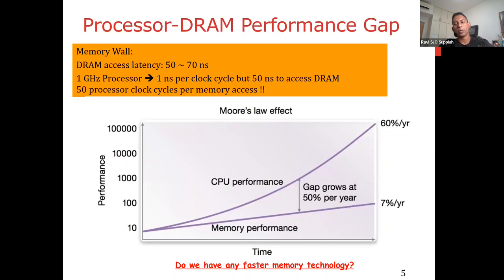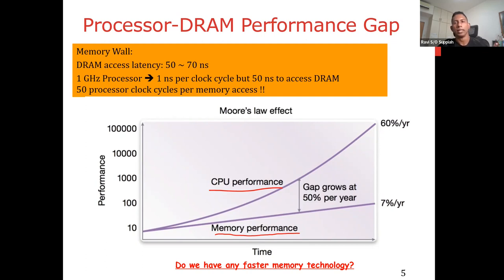And why is that important? Because it gives this huge performance gap between the processor and the RAM. If you look at this graph, it gives you the idea that over the years, the rate at which we can improve the performance of the CPU itself is quite high. The performance is really growing at a very high rate, whereas the memory performance, and when we talk about performance we're talking about the access time that you need to do any form of transaction.